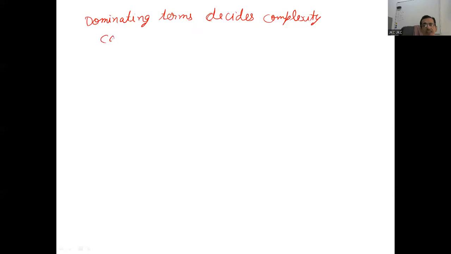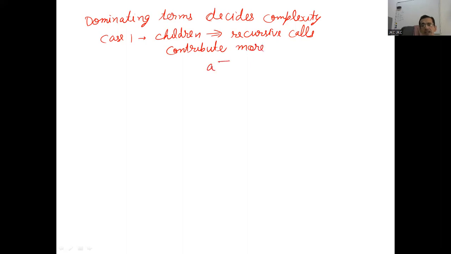For example, case 1 will mean that the children, or the recursive calls, contribute more, effectively meaning that a T(n/b) will contribute more. So this will decide.